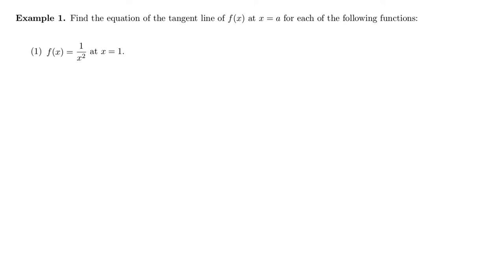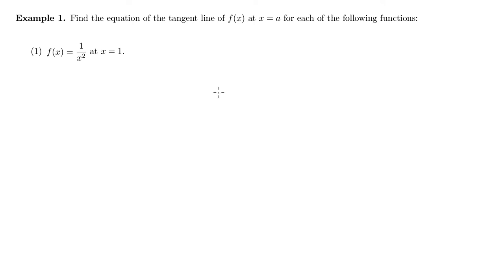Okay, so our goal here is to find the equation of the tangent line of f of x passing through the point x equals a. So here, f of x is 1 over x squared, and we want the equation of the tangent line passing through the point x equals 1.